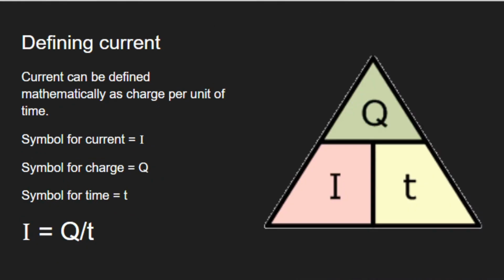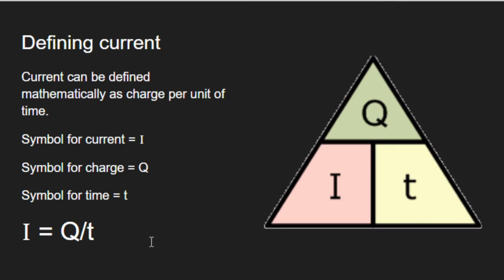And today we're going to talk about specifically defining current, and we're going to do this mathematically. So current can be defined mathematically as charge per unit of time. So charge is Q, time is T. The T should be familiar, and our current is I. I know they're kind of not intuitive symbols. I personally write these down all the time because I always forget my symbols in physics. So your current is I, your charge is Q, and your time is T. So your current is equal to your charge divided by your time.